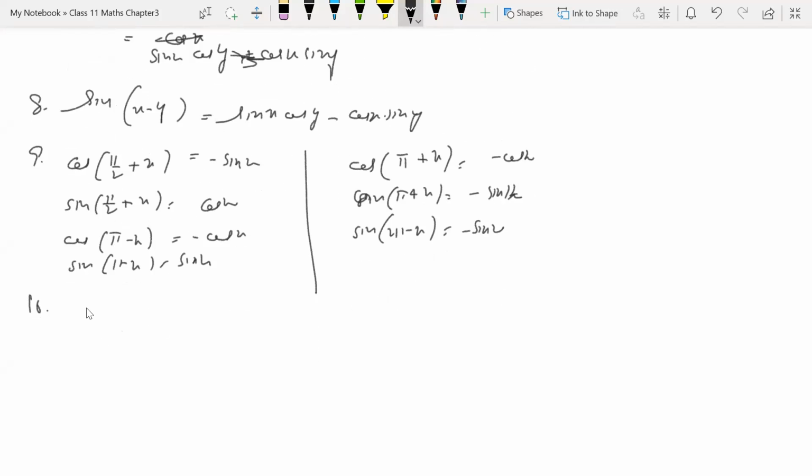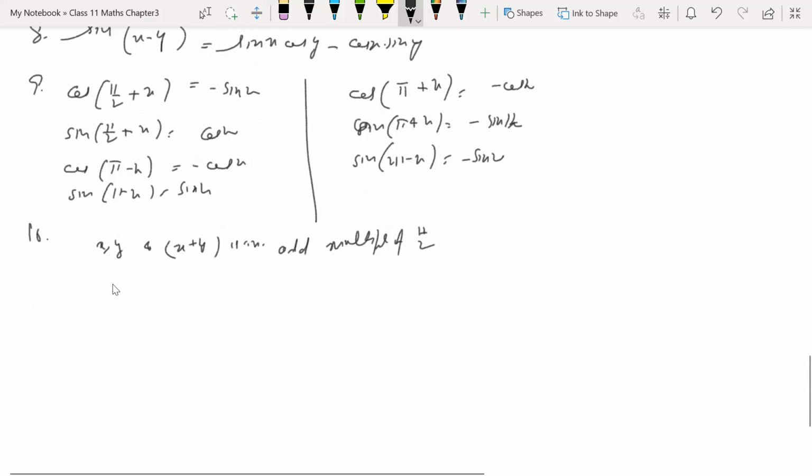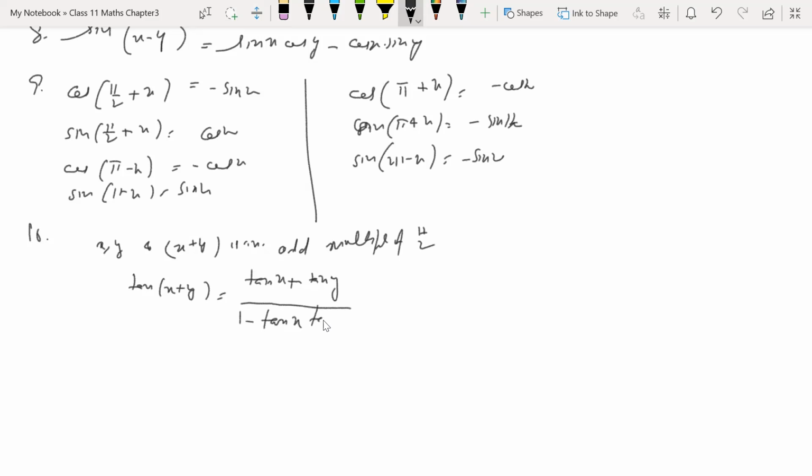If none of the angles x, y and x plus y is an odd multiple of pi by 2, that is pi by 2, 3 pi by 2, 5 pi by 2, 7 pi by 2, then the identity says that tangent of x plus y is equal to tangent x plus tangent y divided by one minus tangent x into tangent y.